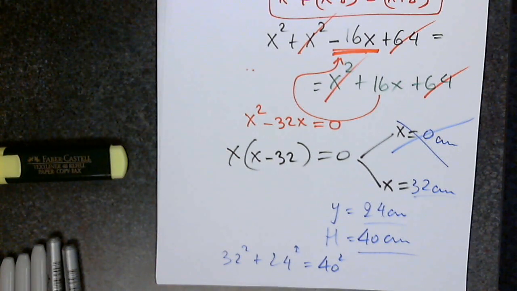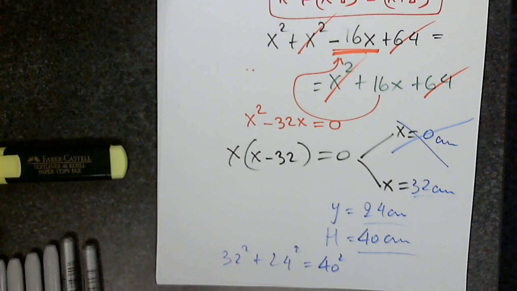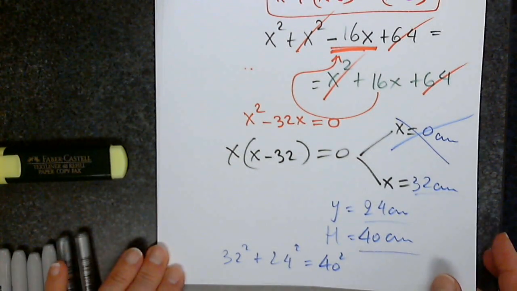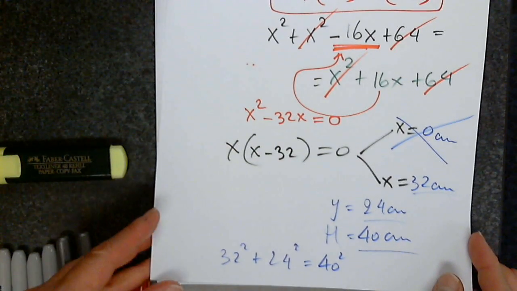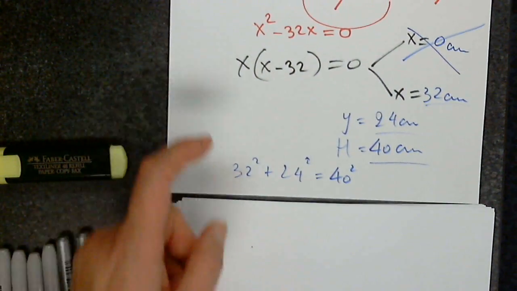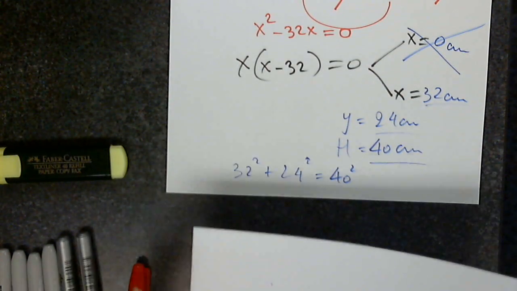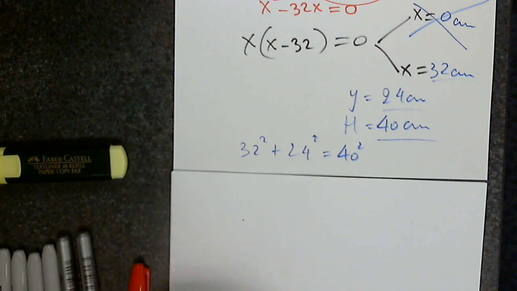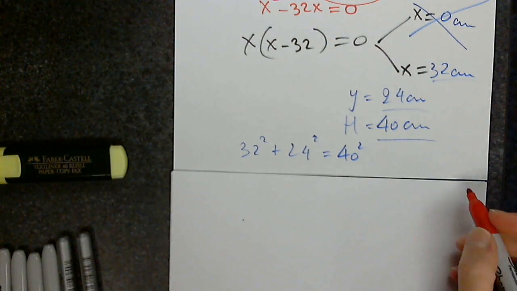Nobody wants to calculate that? Just to make sure, we have to make sure. Is 32 squared plus 24 squared 1600? Good. So then the length, the width, and the hypotenuse work, and that's the only answer possible. Good. Anything else?